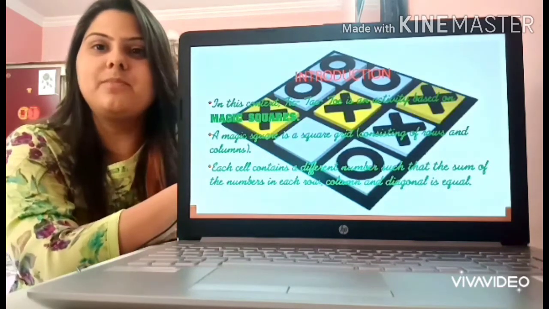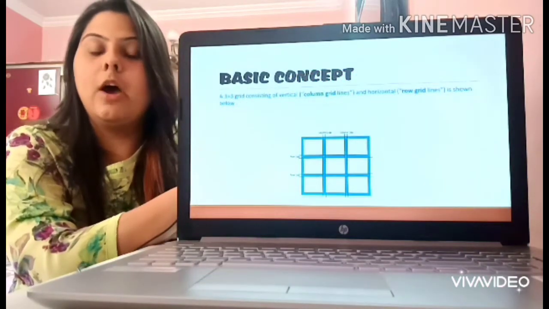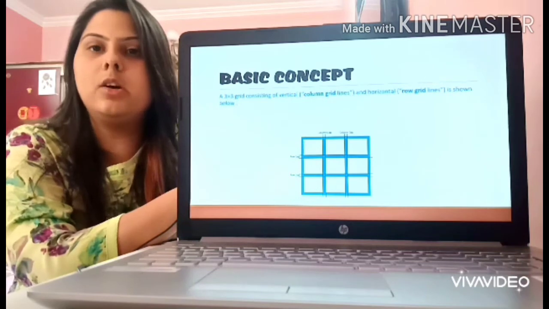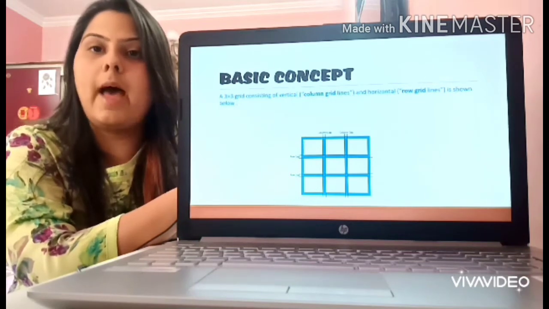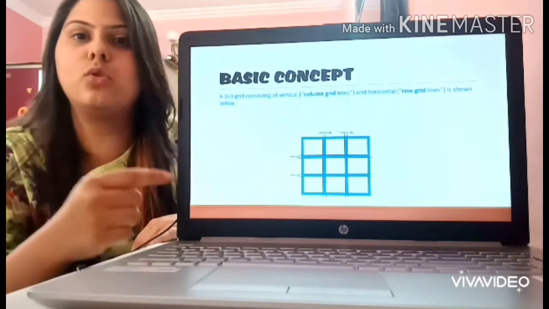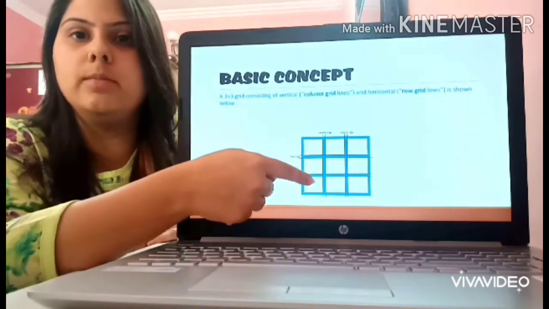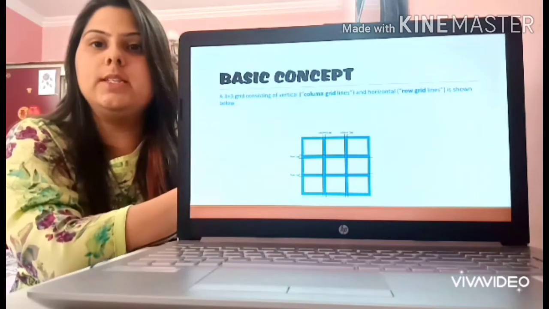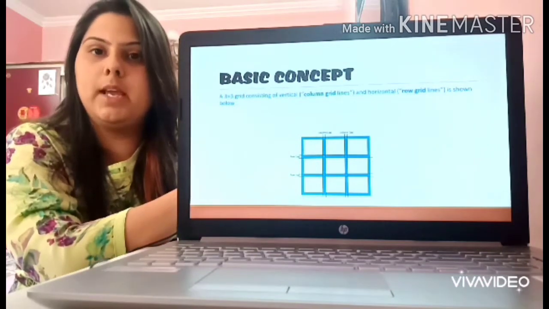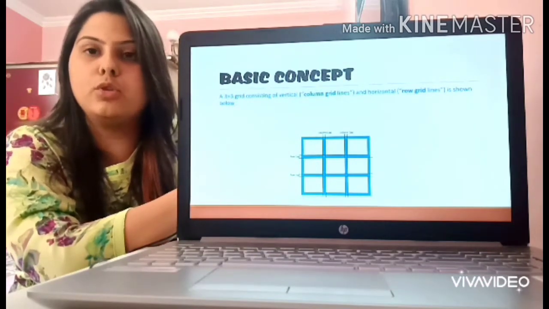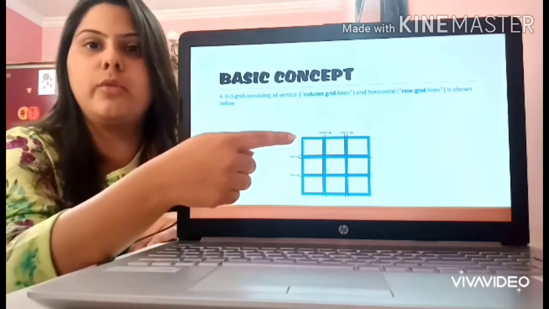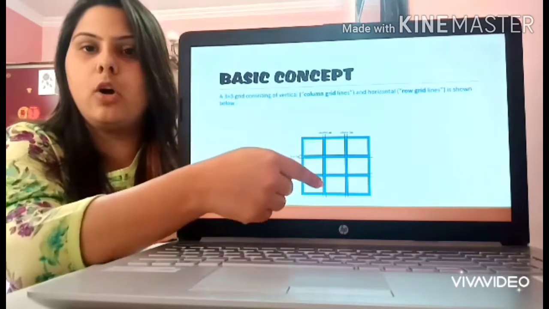Yes. As you can see, the difference between rows and columns is that the vertical line is known as a column and the horizontal line is known as a row. So these are the columns and these are the rows. These are square grids, meaning that there are an equal number of rows and columns. So this is a 3 by 3 grid, meaning 3 rows and 3 columns.